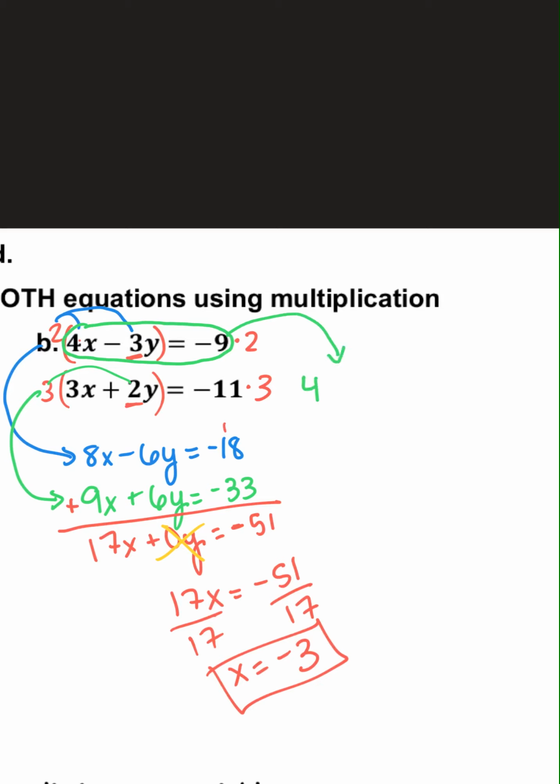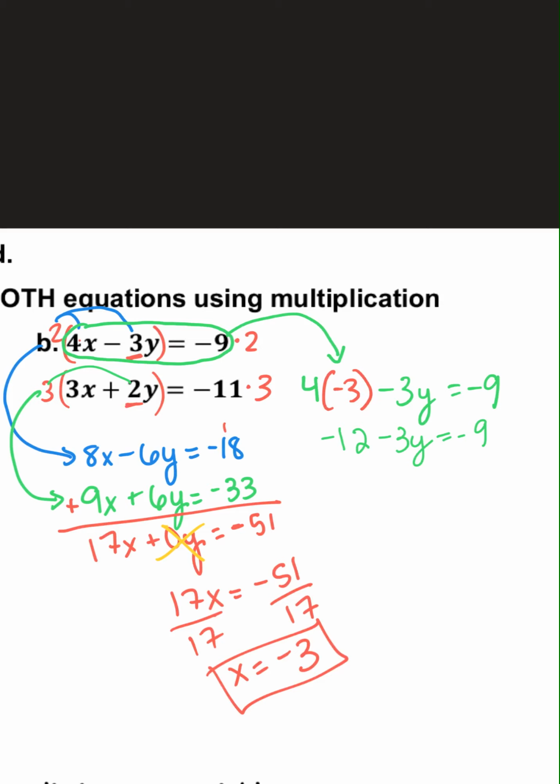So we get 4x. Oh, we're not going to have x anymore. We're going to substitute in for x. So 4 times negative 3, and then keep everything else the same. Minus 3y equals negative 9. 4 times negative 3 is negative 12. Minus 3y equals negative 9.